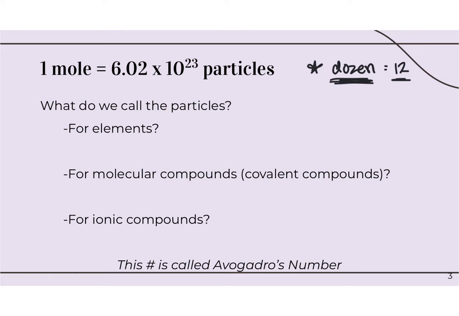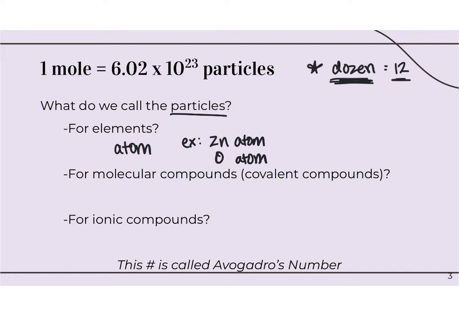So when we are looking at what do we call these particles, we have specific terms. For elements, the smallest particle we see is what is called an atom. So that could be something like, let's say a zinc atom or an oxygen atom. So those are just the plain elements by themselves.